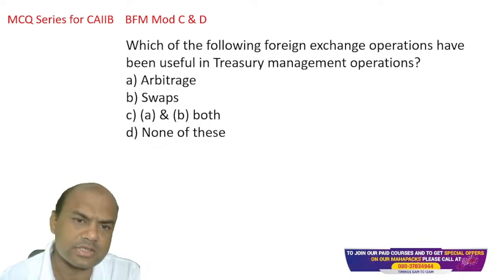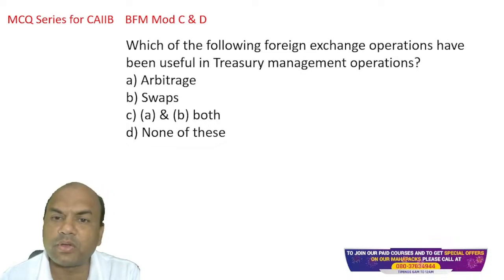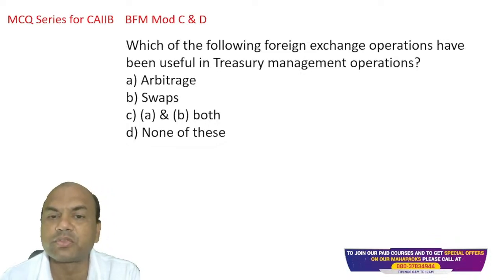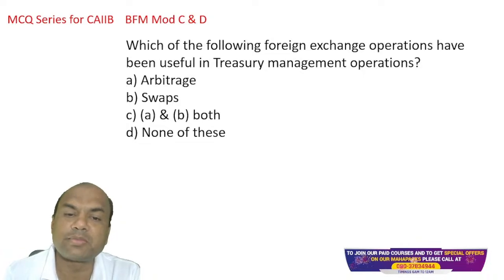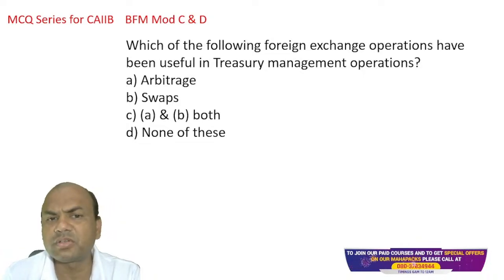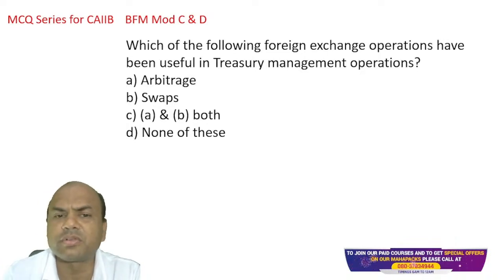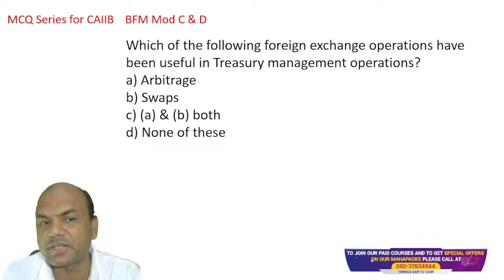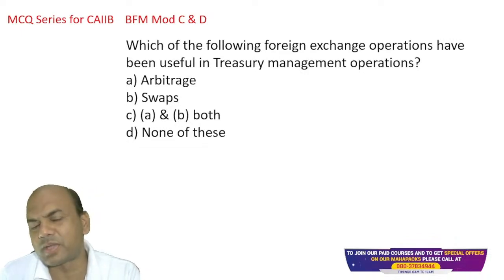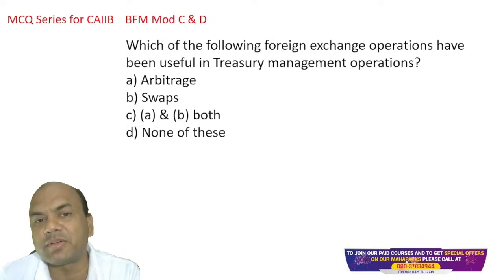Only objective questions. Which of the following foreign exchange operations have been useful in treasury management operations? Treasury management is arbitrage and swaps. Now you can definitely answer this. Looking at this at the CAIIB level, you can definitely answer me.